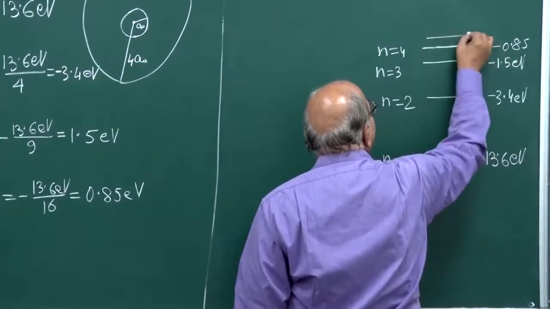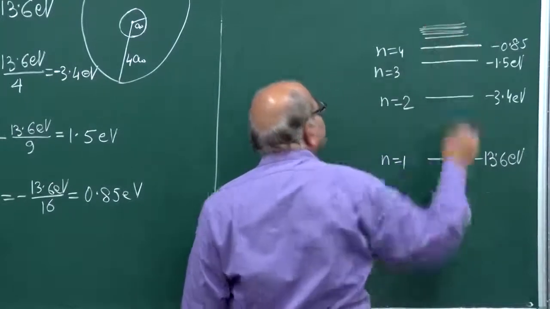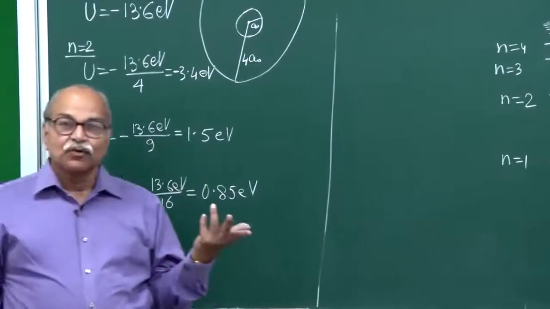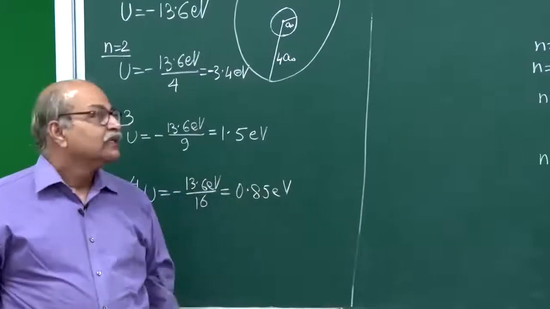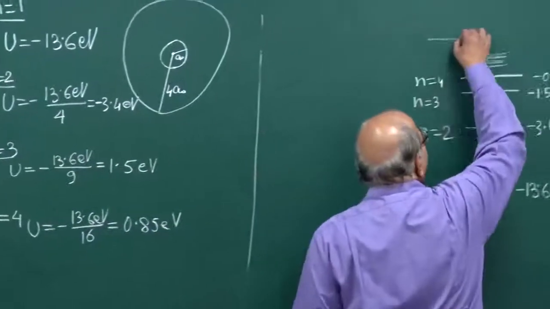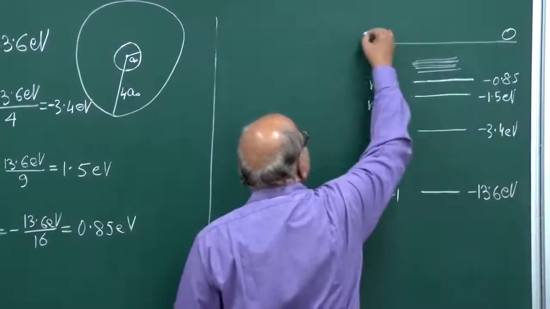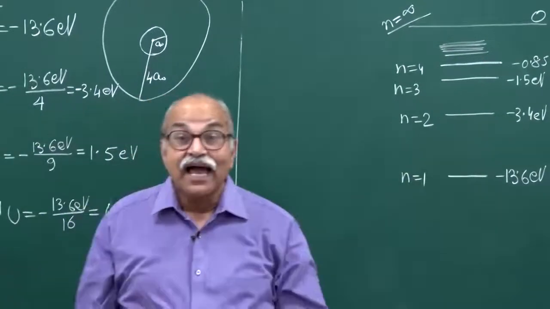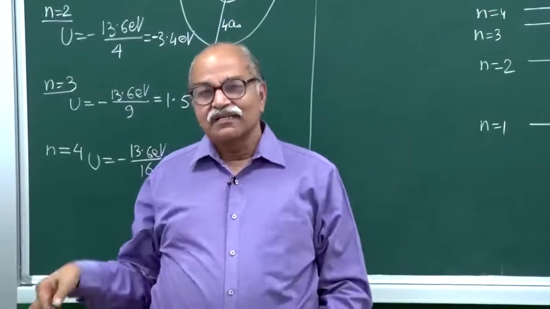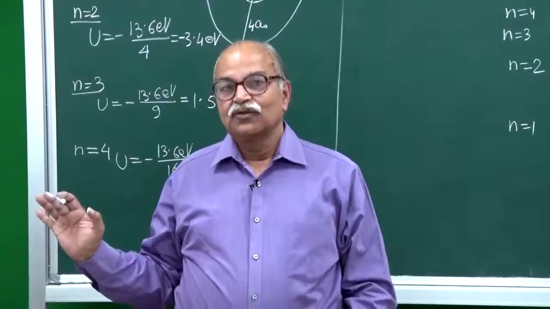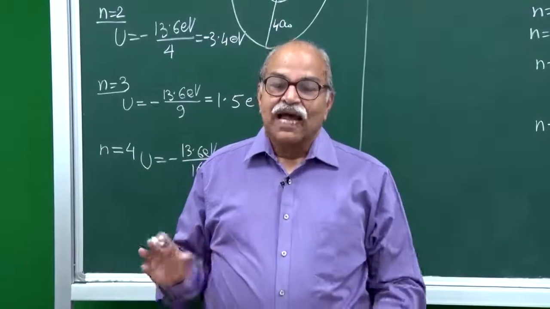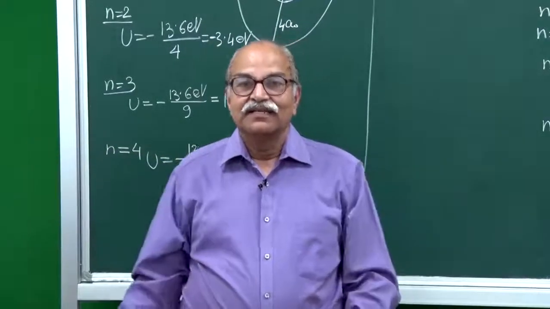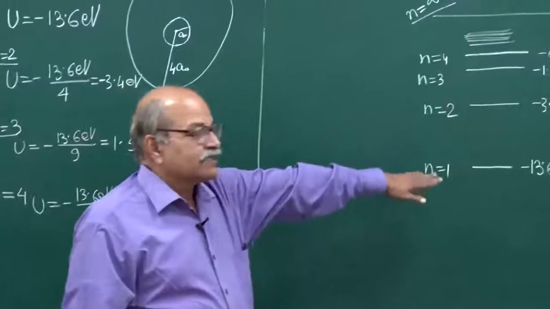So this way it will increase, and when n is very large, say infinity, then minus 13.6 divided by n square becomes 0. So 0 corresponds to n equal to infinity, and that means the radius is very, very large as compared to the Bohr radius. That means this electron has gone out. It is not bound to the proton. So that system where the electron and proton are widely separated, that energy we take as 0, and with respect to that all these energies are given.